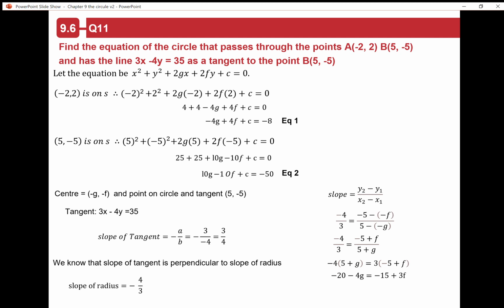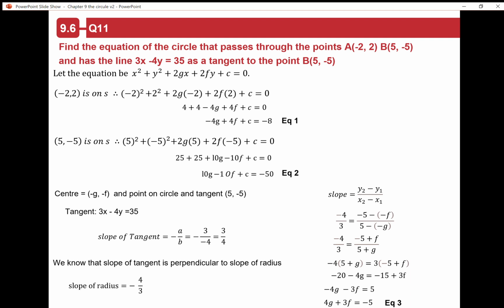And bringing our f and g to one side of the equation and our numbers to the other leaves us with minus 4g minus 3f equals plus 20 minus 15, which is 5. And then multiplying everything by minus 1, so flipping our signs, gives us 4g plus 3f equals minus 5. So this is our equation 3. So to find our equation 3, we find what the slope of our radius is, substitute in our 2 points that are on the radius line to our slope equation, manipulate and solve.